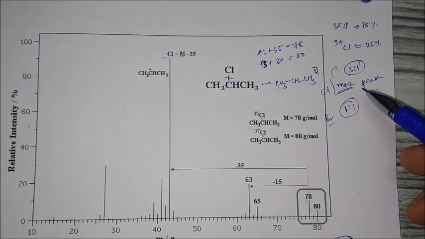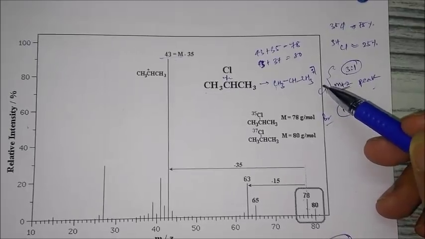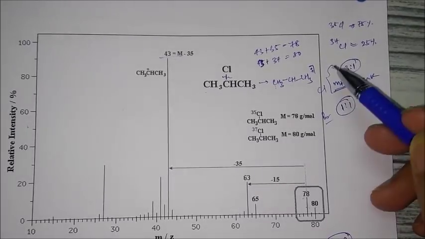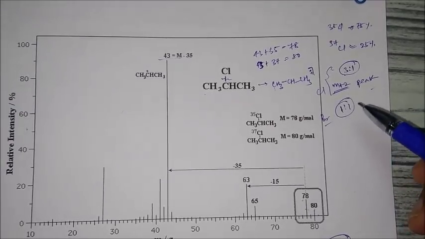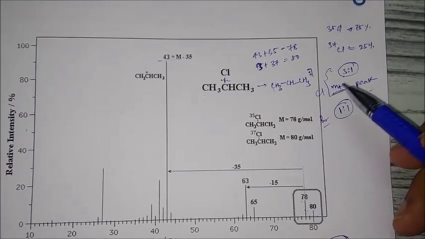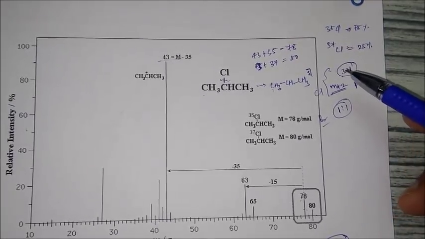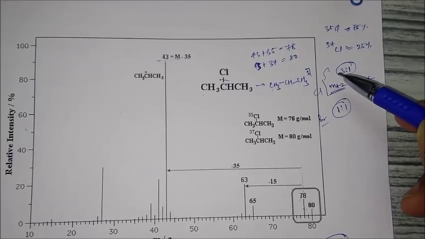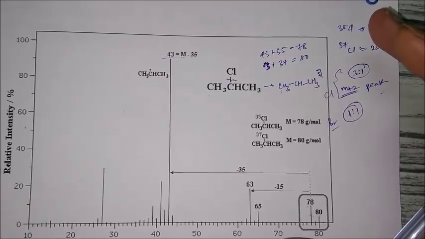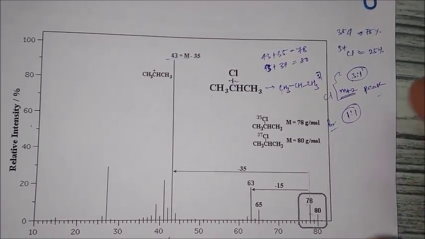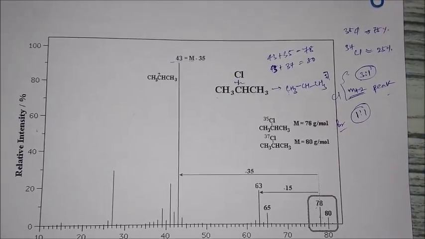If you get an m plus 2 peak, that means some halogen is there, either chlorine or bromine. Whether it is chlorine or bromine is confirmed by the relative abundance. If the abundance is 3:1, that is chlorine. If it is 1:1, that is bromine. If you are getting an m plus 4 peak, that means either two chlorines or two bromines, and you will again confirm it by the intensity of the peaks. So this was all about the basics. Let's understand what McLafferty rearrangement is, and then we will go to the questions.